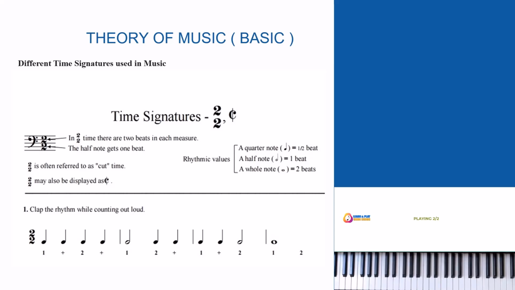This is slide number 32. Here we discuss the time signatures. What does the time signature stand for? The upper number says how many beats are within the bar. The bottom one says what kind of note family we use.